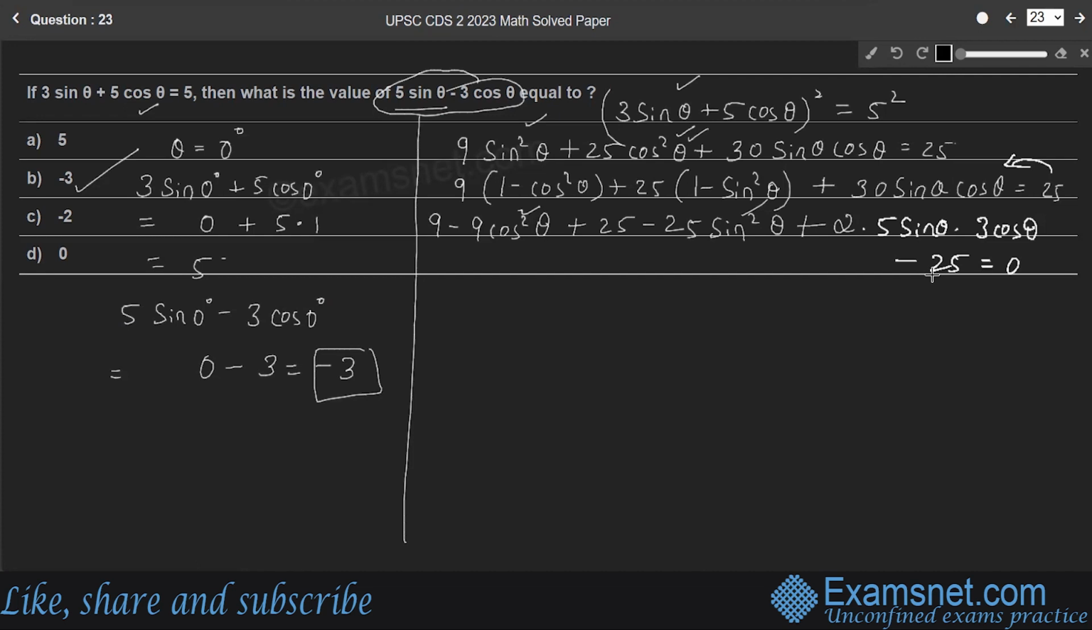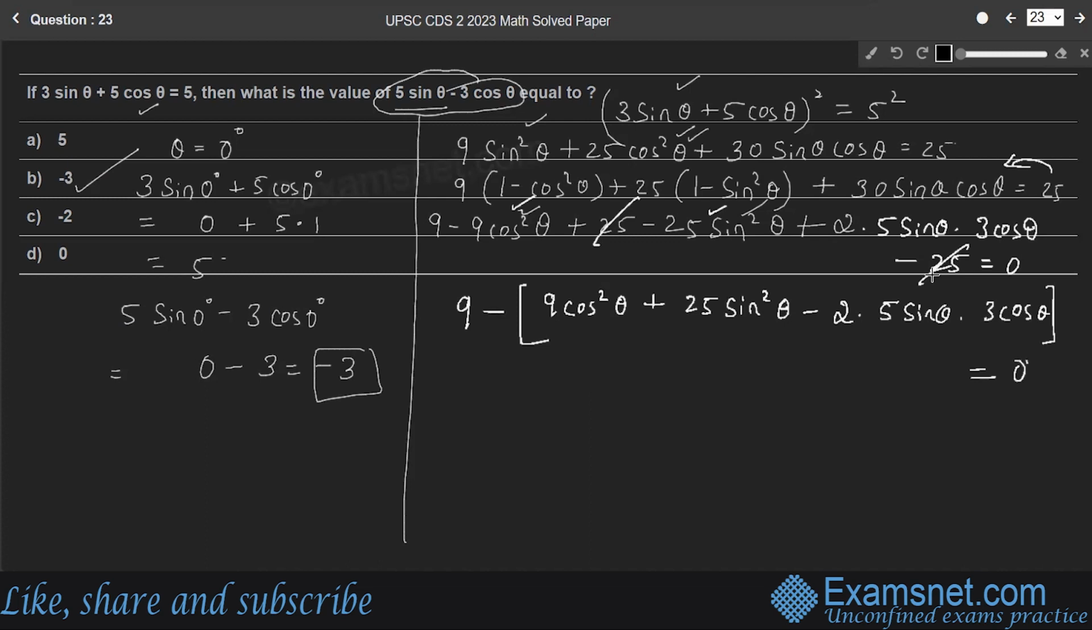Now we'll consider 9 cos square theta, right? And 25 sin square theta. So here plus 25 and minus 25 will get cancelled, right? So we have 9, I'll take minus of 9 cos square theta, right? Plus 25 sin square theta, right? Minus 2 into 5 sin theta into 3 cos theta is equal to 0, right? So we have taken out the negative sign here.